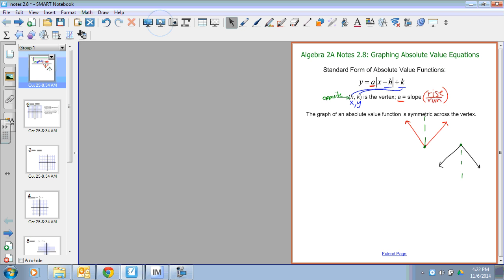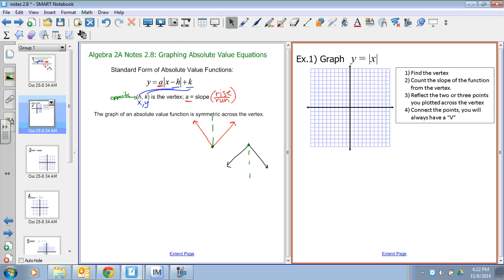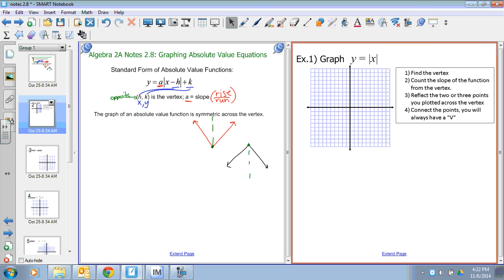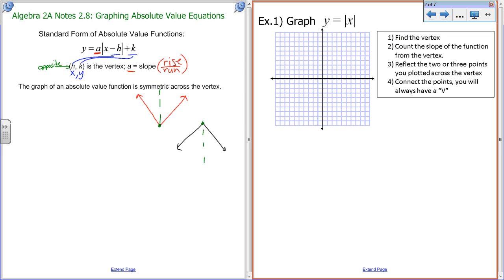I'm going to want to go dual screen. We are going to pin this one. So let's see if that works for us. We want to graph y equals the absolute value of x. That's our basic, what we call the standard function. The first thing you're going to do when you graph is to find that vertex. So your job is to find h and k. That's what we're going to do.